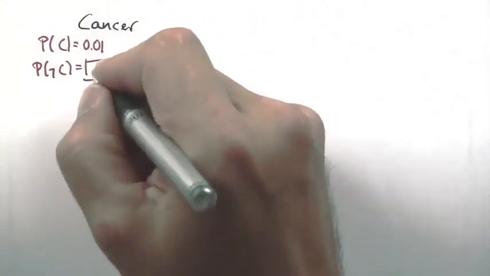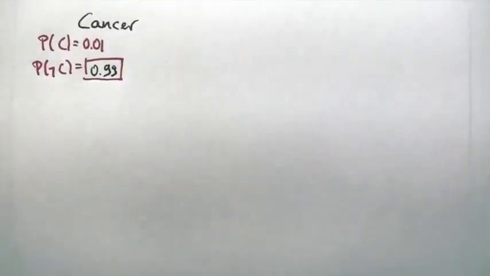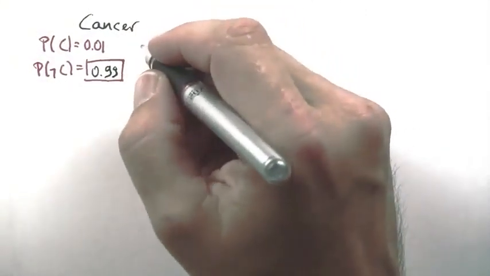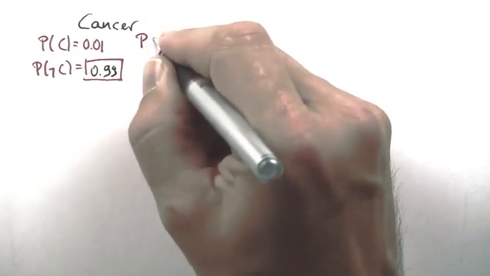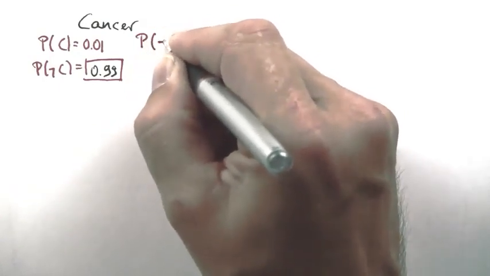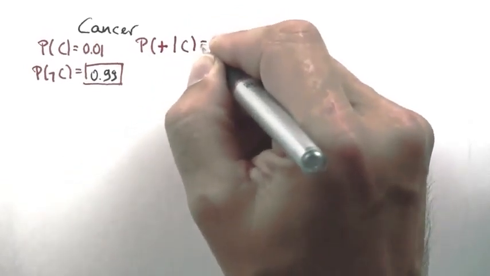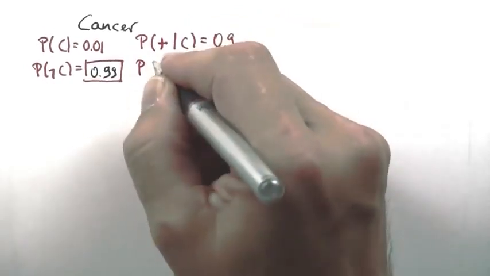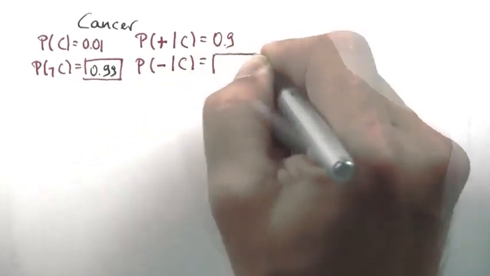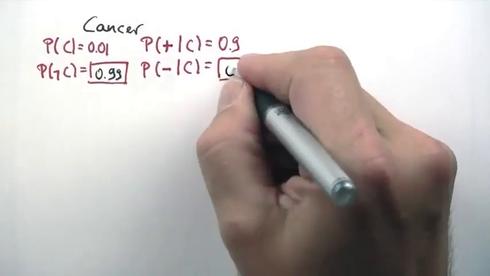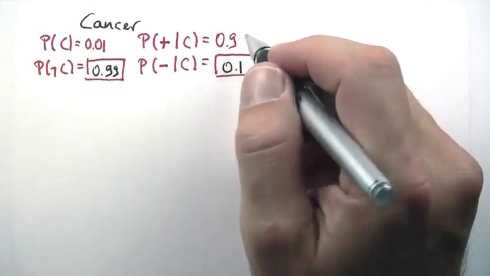And yes, the answer is 0.99. Let's assume there's a test for this cancer which gives us probabilistically an answer whether we have this cancer or not. So let's say the probability of a test being positive, as indicated by this plus sign, given that we have a cancer, is 0.9. Probability of the test coming out negative, if we have the cancer, is, you name it, 0.1, which is the difference between 1 and 0.9.